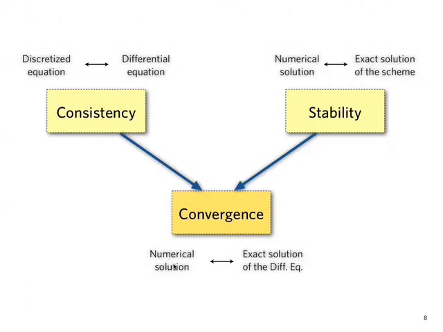Okay, so here we have what we obtain from the computer, the numerical solution. Here is what we want, the exact solution. And in between, we have a differential equation and a discretized equation. And stability refers to the numerical solution and the exact solution of the scheme, not of the differential equation, but of the numerical scheme. They're different from each other. And we'll see now how different they are from each other.